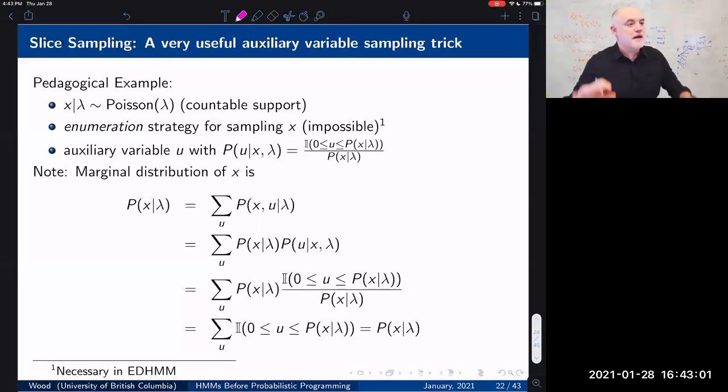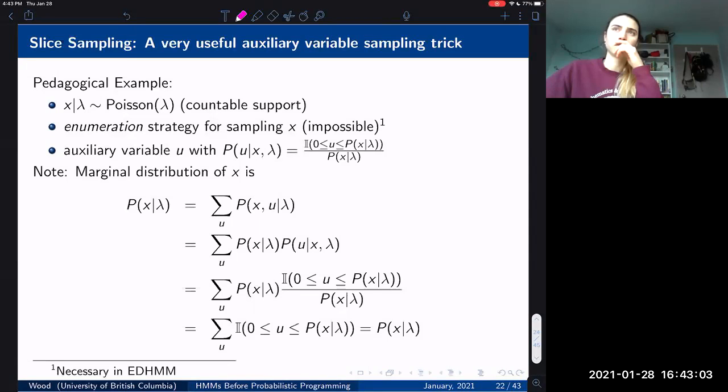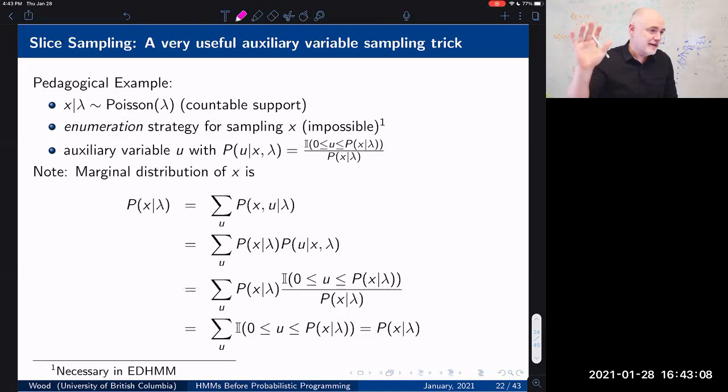Okay, so the pedagogical example, which happens to apply in the EDHMM case, and in other cases, so there's a whole bunch of slice sampling for Gaussian processes and so on and so forth. Some relatively famous work from Ryan Adams and Ian Murray. But let's just do this because it gets the basic idea across. So let's say that X is drawn from Poisson lambda, okay? Countable support, or we have some distribution with countable support.